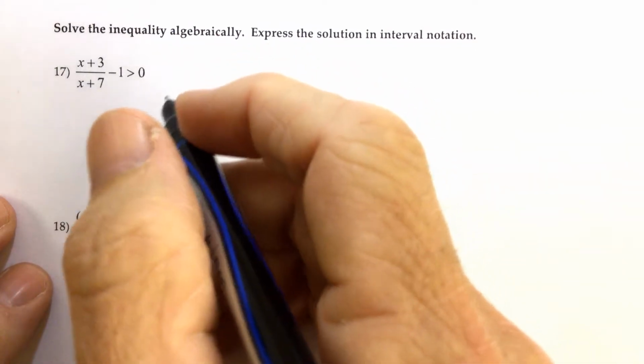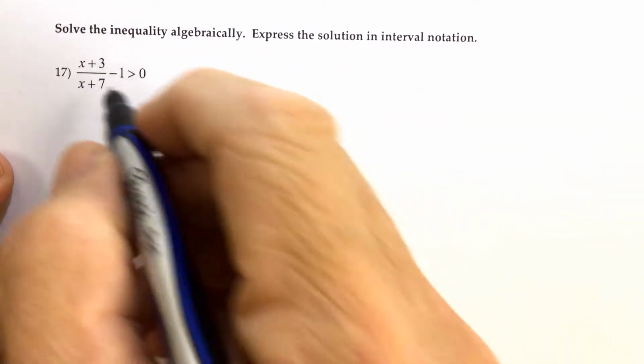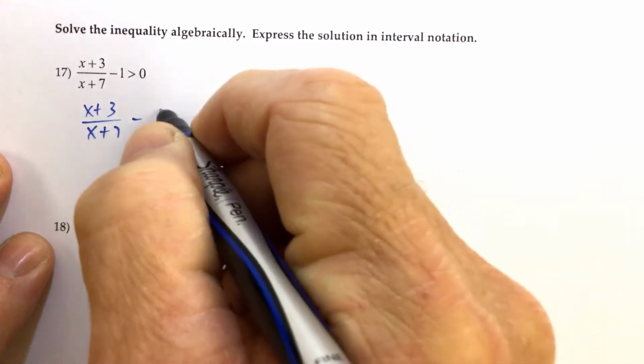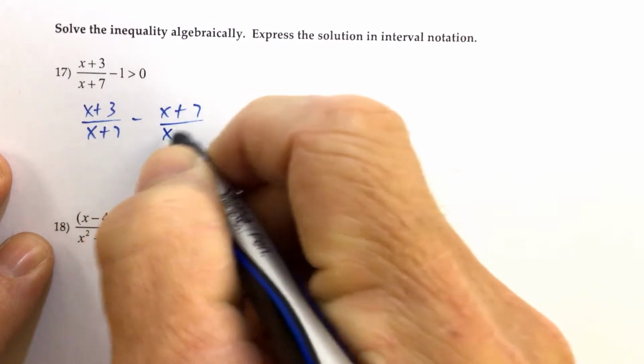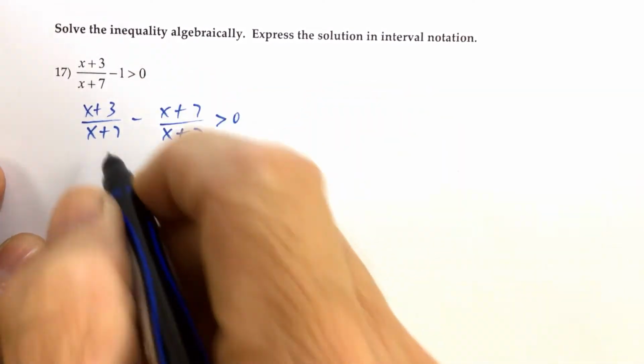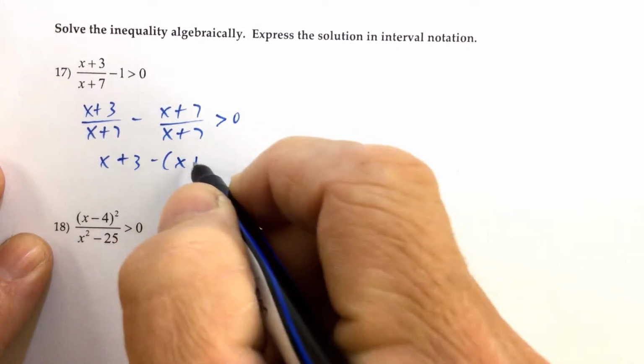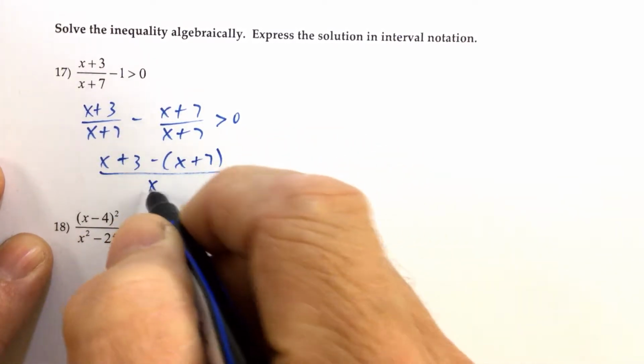Number 17, solving algebraically, we want to make sure we get a common denominator: (x + 7) minus (x + 7) over x + 7. When is that greater than 0? Well, make sure you're careful here. We're going to subtract the entire numerator, x + 7.